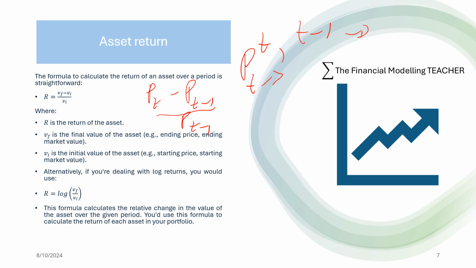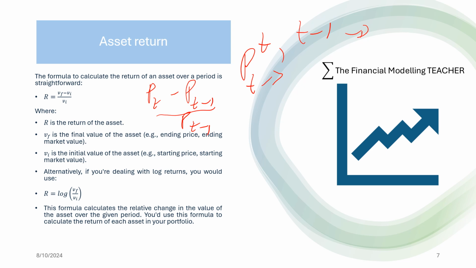So in our notation of VF and VI, the return R is the return itself on the asset, and VF is the final value of the asset. This could be an ending price or the ending market value, where VI is the initial value of the asset, that is the starting price or the closing price of yesterday, or even the starting market price itself.